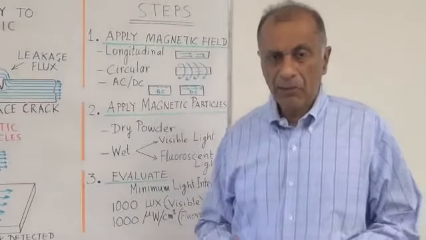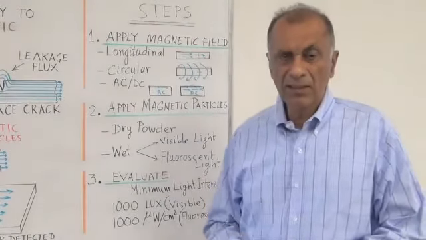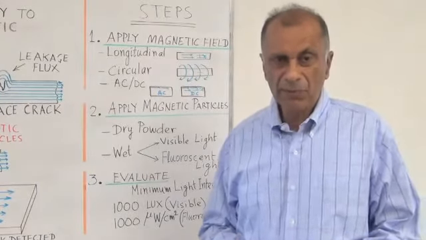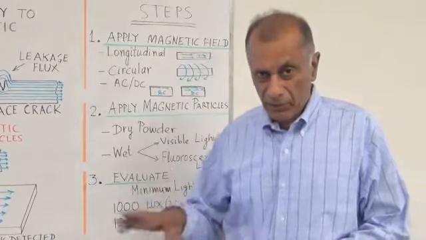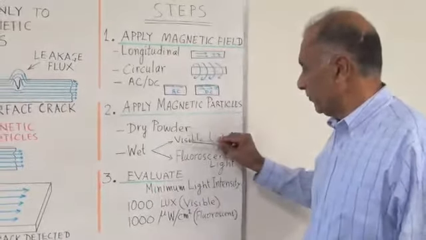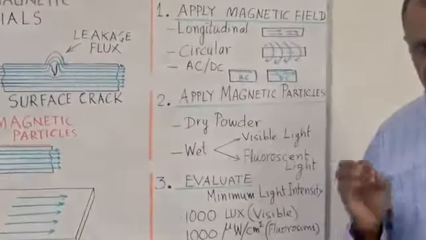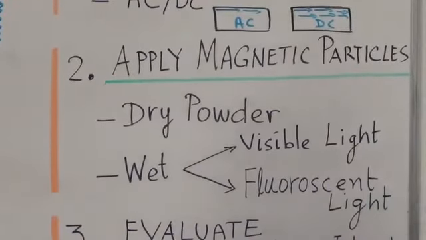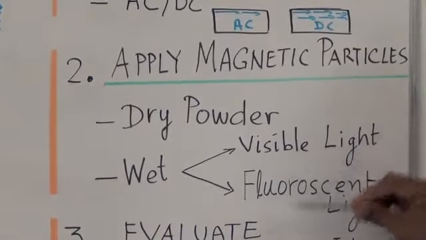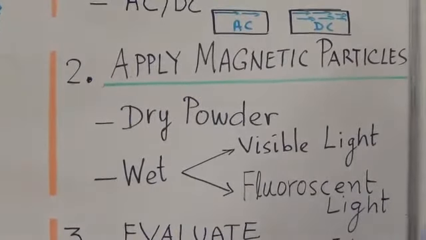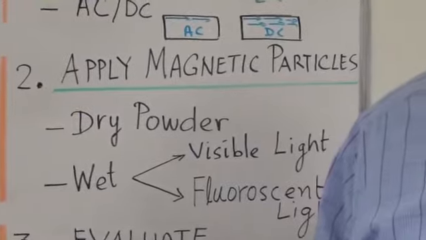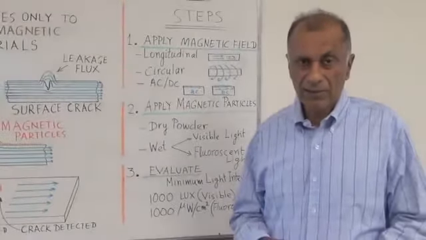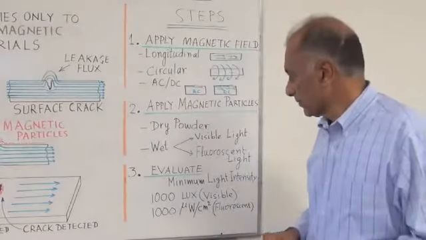Now the next step is to apply the particles. The particles can be dry or they can be in a wet medium. The dry particles are just sprinkled over the surface, and the wet particles are actually the same particles, but they are suspended in some kind of a liquid. Now these particles can be visible or they can be fluorescent. Fluorescent particles are actually more sensitive for detection of cracks, especially very tight cracks.